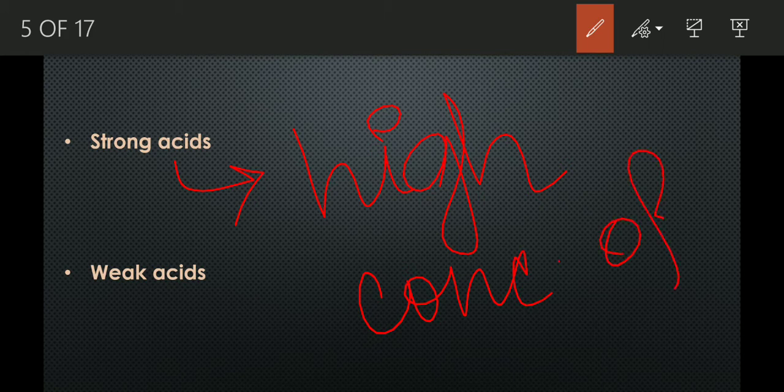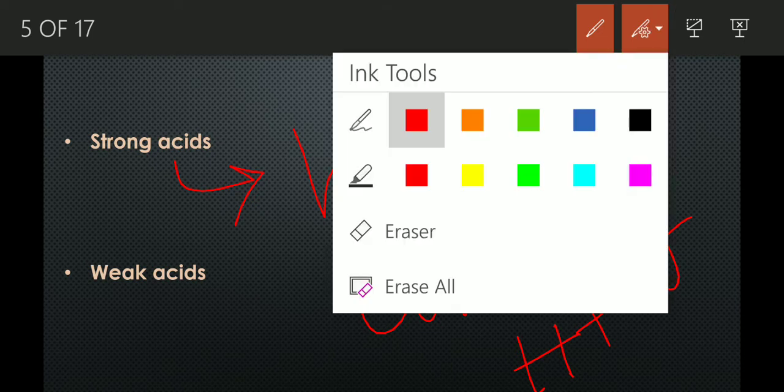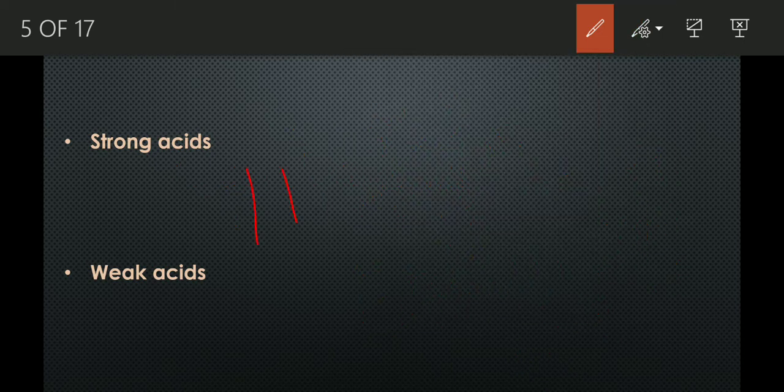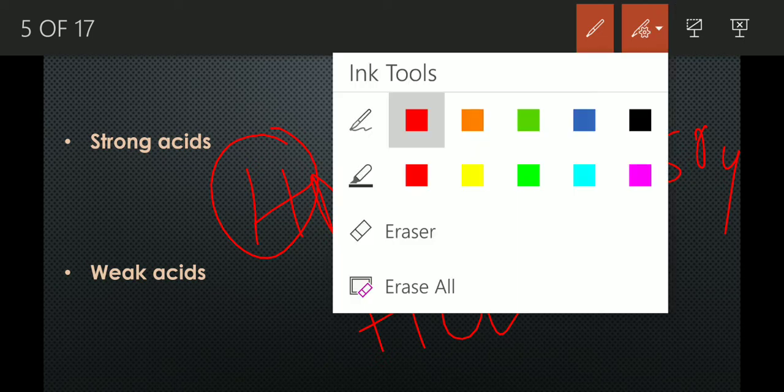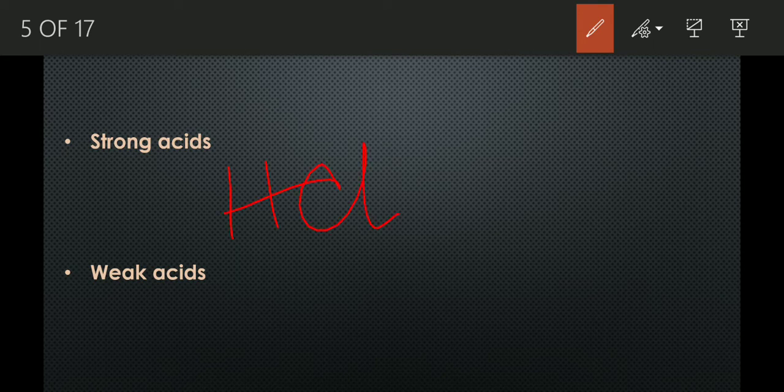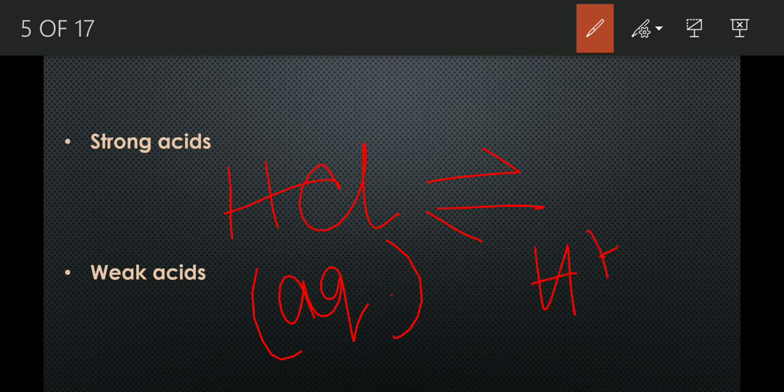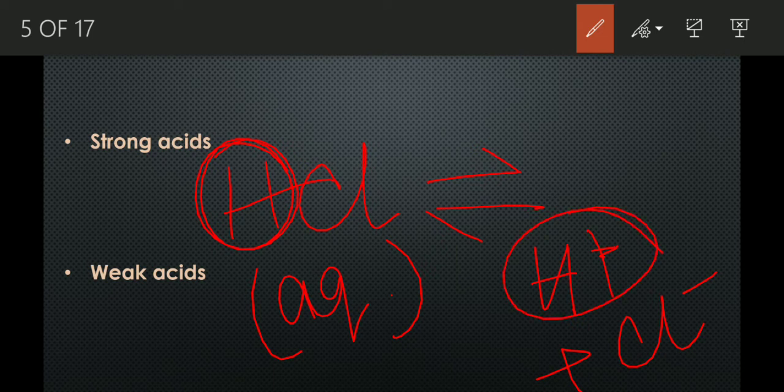They produce a high concentration of hydrogen ions or hydronium ions. Let's take an example. Examples of strong acids are HNO3, H2SO4, and HCl. All these acids are strong acids. All these acids dissociate completely in the aqueous solution. See, HCl, when it dissociates in aqueous solution, forms H plus and Cl minus. Here one hydrogen is present, so one hydrogen has been dissociated.